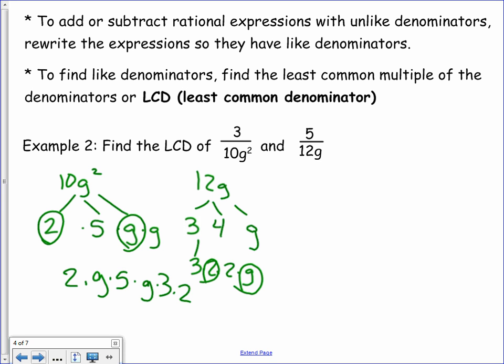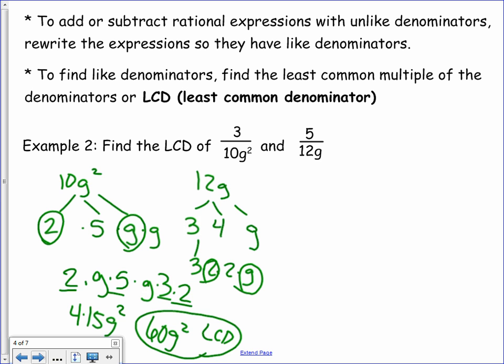So we have 2 times 2, which is 4. 5 times 3 is 15, and we have 2 g's. 15 times 4 is 60. So 60g squared will be the LCD here.